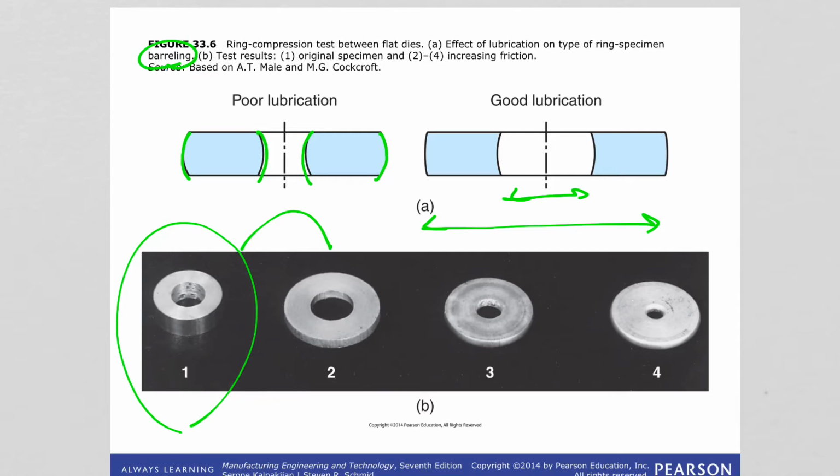You see the effects of barreling are not even seen clearly. But if there is friction, poor lubrication, you see this barreling here, both in the inner and outer diameter. So as we go from number 1 to number 4, the friction is increasing. As you see, the internal diameter is becoming smaller as we increase the friction.